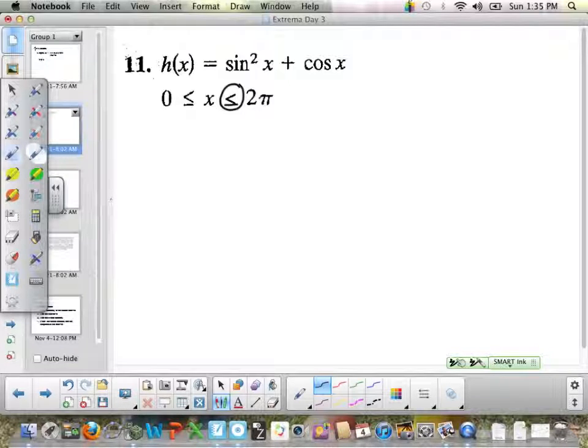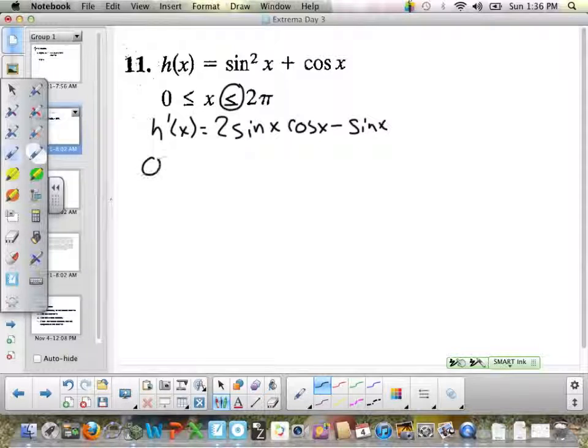All right, so the first step after we make sure it applies is to find our derivative. h prime of x equals 2 sine x, and using the chain rule we need to take the derivative of what's inside the square. It will be 2 sine x cosine of x plus the derivative of cosine, which is negative sine x. We'll set that equal to 0. I'm going to factor while I do that, so it'll be sine x times 2 cosine x minus 1.